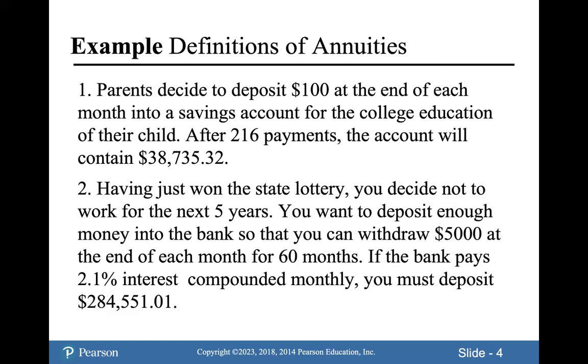Having just won the state lottery, you decide not to work for the next 5 years. You want to deposit enough money into the bank so that you can withdraw $5,000 at the end of each month for 60 months. If the bank pays 2.1% interest compounded monthly, you must deposit $284,551.01.